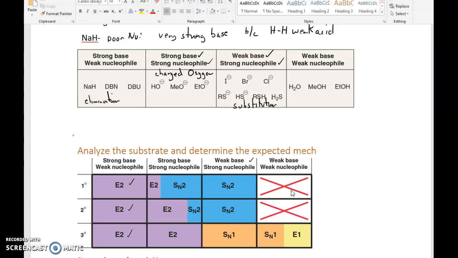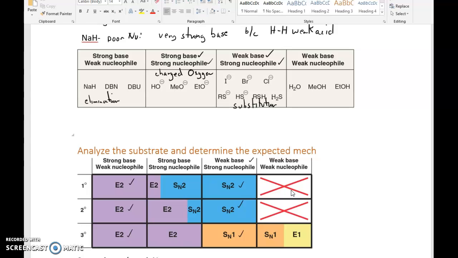We see an SN2 reaction if it's primary or secondary. If it's tertiary, we can't have an SN2 because it's too sterically inhibited. We get SN1. Okay? So let's go back then and look at the strong base and strong nucleophile. These can go either way. They can be involved in elimination or substitution, and it depends on the substrate.